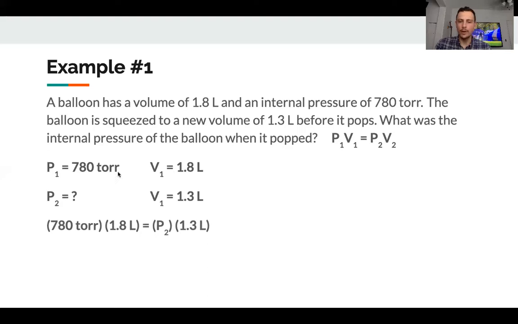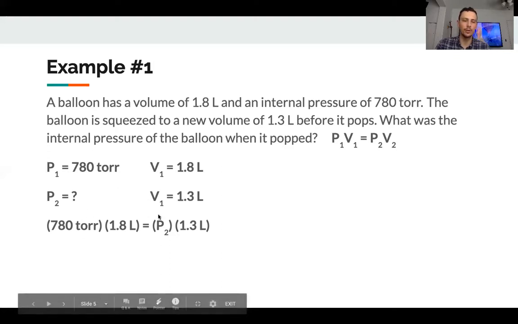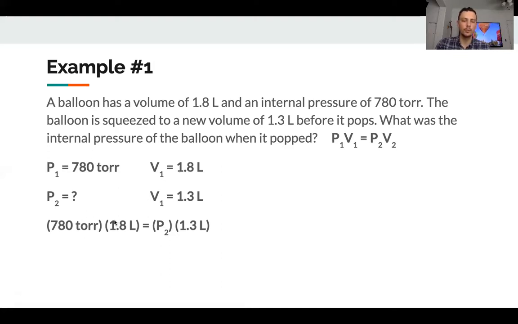Now, once we have all these and our one variable, we just plug them into our equation here, right? So P1 would be 780 torr, V1 would be 1.8 liters. That's equal to P2, our variable, so we just keep it as P2. That's what we're going to be solving for in a moment. And V2, there should be a 2 right here, V2 is 1.3 liters on the right-hand side.